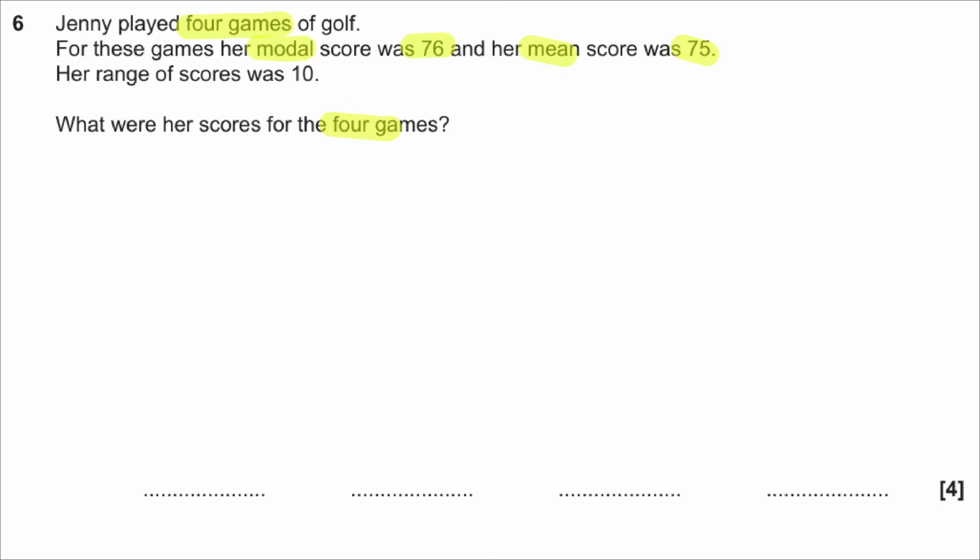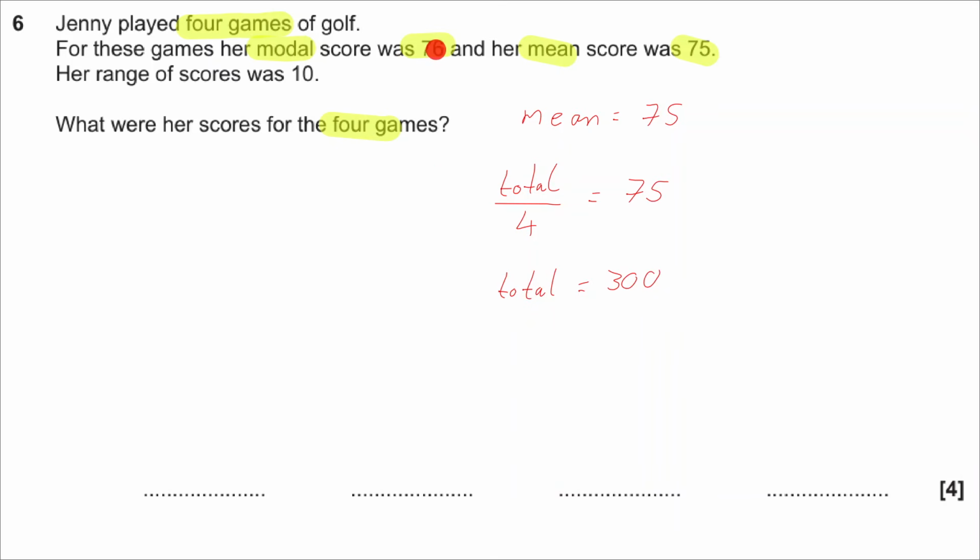Now, straight away we know that the mean, I'm just writing down what I know, the mean is equal to 75. Now, we know to get the mean, it's going to be the total of everything added up, you divide it by how many numbers there are, which is 4. As you can see in the question, 4 games. So your total, you'll divide it by 4, and that equals the mean, which is equal to 75. So to get your total, you can do 4 times 75. Your total is going to be equal to 300. So your numbers must add up to make 300.